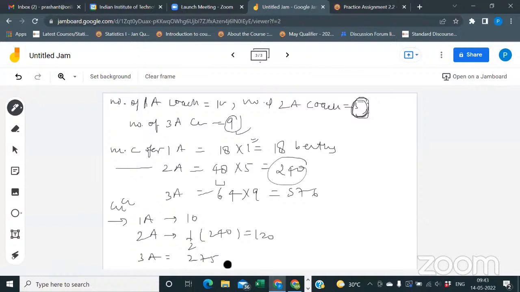Now you are asking about the percentage on the given day. It will be the sum of these, 10 plus 120 plus 275, divided by the total, 18 plus 240 plus 576, into 100, because it is a percentage. You have to multiply by 100. Got it, sir? Done. Yes, sir. Thank you, sir.